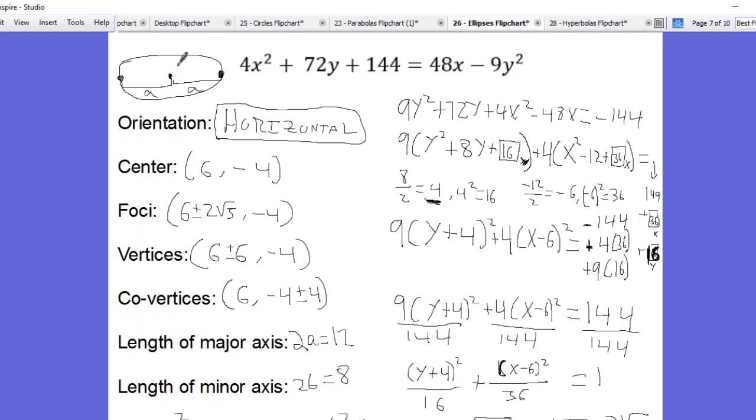And for co-vertices, same thing. The co-vertices are above and below the center, and that's by a value of B. H, K plus B, H, K minus B. Another trick is to graph things in Desmos.